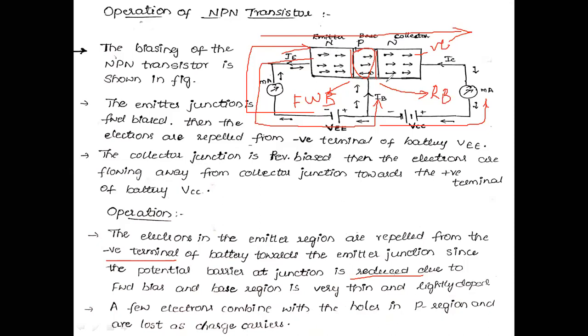These electrons combine with the holes in the p region and are lost as charge carriers. Due to the recombination, some of the charge carriers are lost. Due to that loss of charge carriers, a small amount of current flows across the base. I am taking that current as IB here. I can treat that current as the base current here.